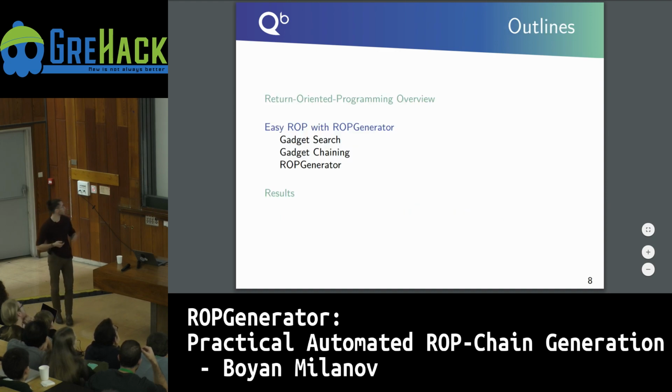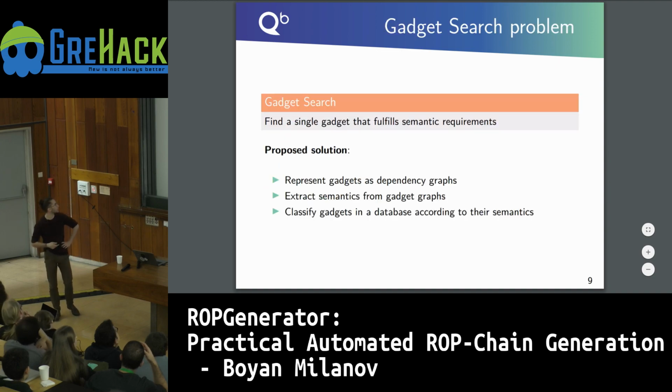So let's talk about ROP Generator. I will show how it solves both of those problems and briefly talk about the implementation also. So, gadget search: find a single gadget that fulfills some semantic requirements.